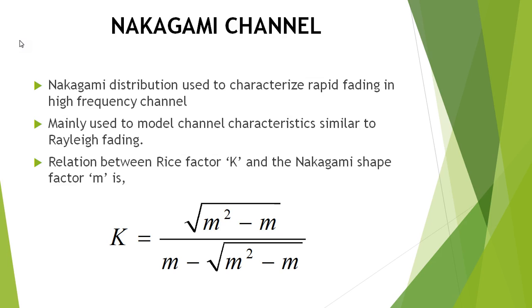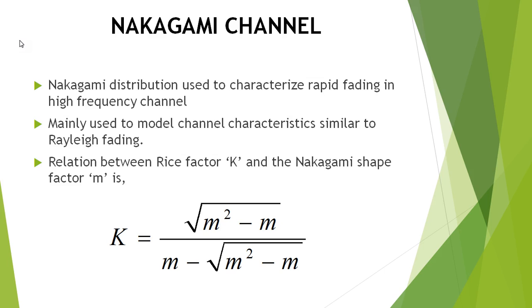The Nakagami channel is a special type of channel that was introduced in the early 1940s to characterize rapid fading in long distance high frequency channels. The Nakagami-m distribution is used in communication systems to characterize the statistics of signals transmitted through multipath fading channels. The Nakagami distribution is often used for the following reasons. First, the Nakagami distribution can model fading conditions that are either more or less severe than Rayleigh fading.